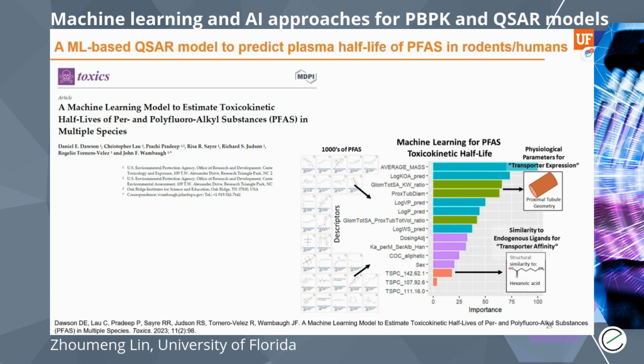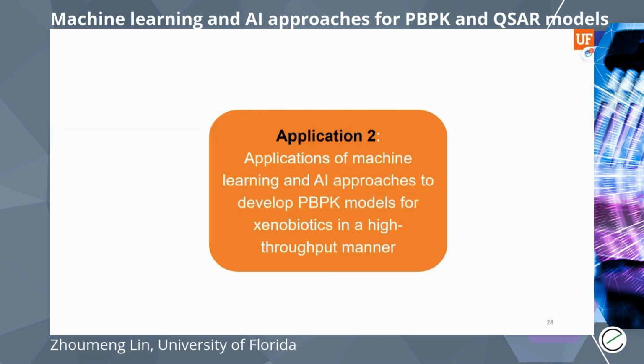And so by comparing these two studies, if we have sufficient data, we can build a regression model that can predict the exact half-life value. But if we have limited data, at least we can predict the half-life range of the chemical. So this is the first application.